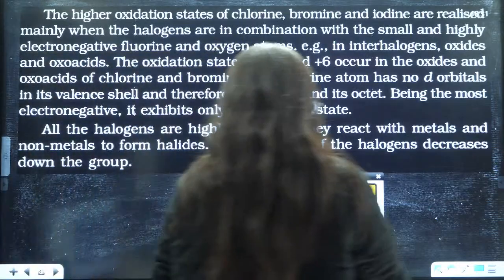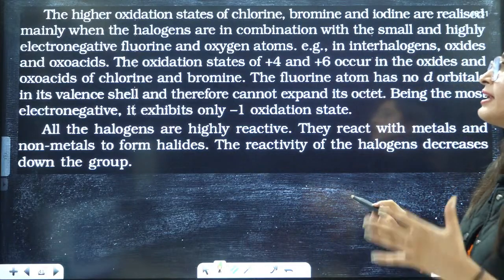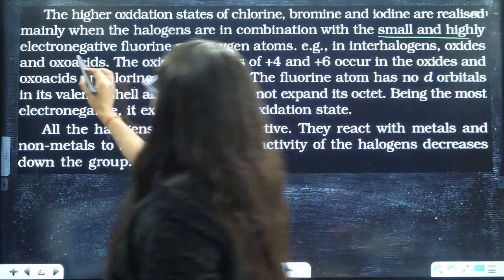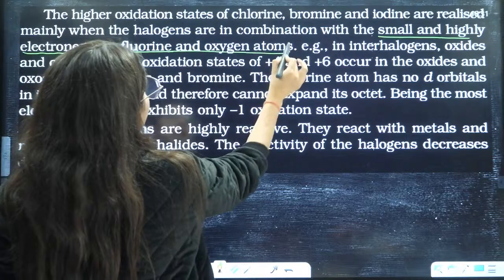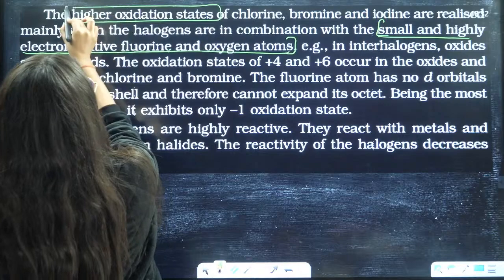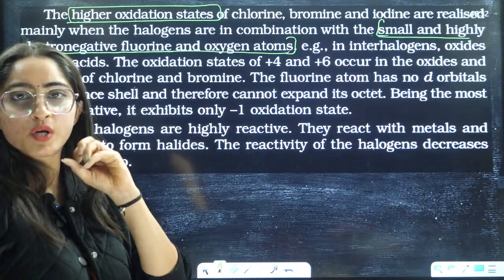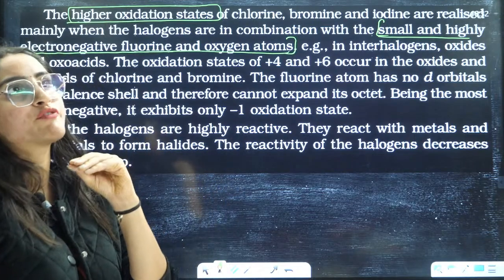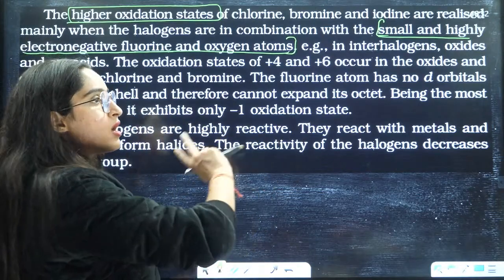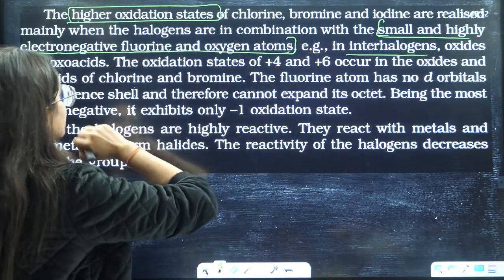The higher oxidation states, like of chlorine, bromine, iodine, are realized mainly when halogens are in combination with small and highly electronegative fluorine and oxygen atoms. They are saying that the higher oxidation states, like plus 7, plus 5, are observed when it is with fluorine or with oxygen, right, with very electronegative elements. For example, interhalogen compounds, that means two halogens are combining, right, in oxides and oxoacids.